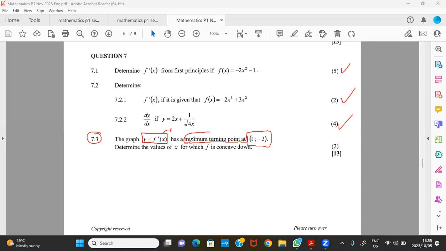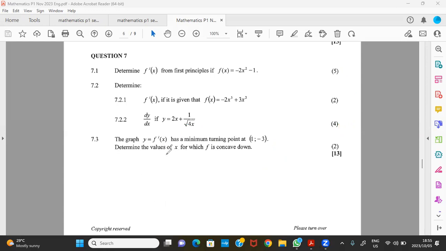So already, from the first derivative having a minimum turning point at (1, -3), we must determine the values of x for which f is concave down. Now f is my original graph. So f is my original graph. So let's do this.